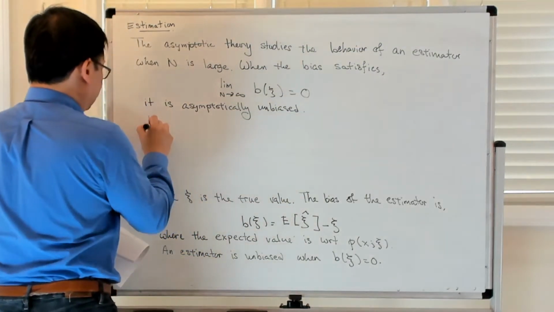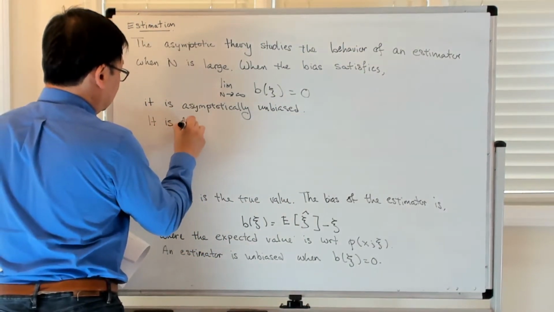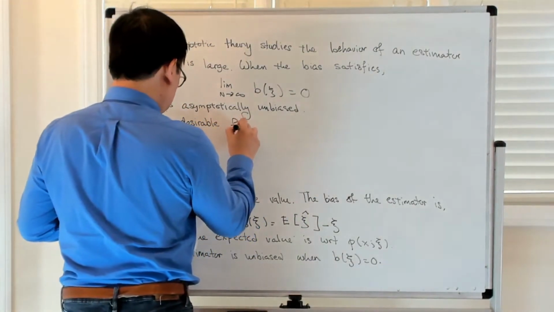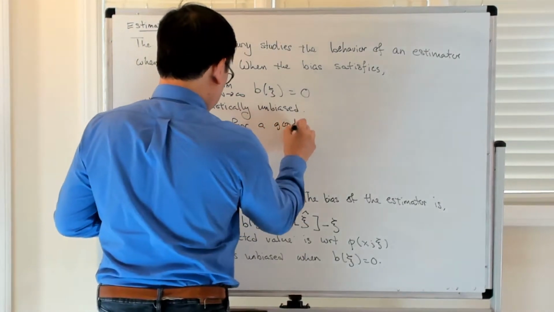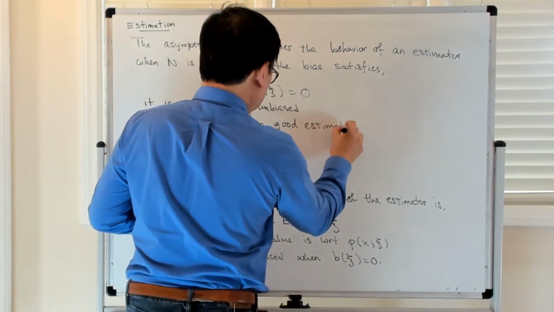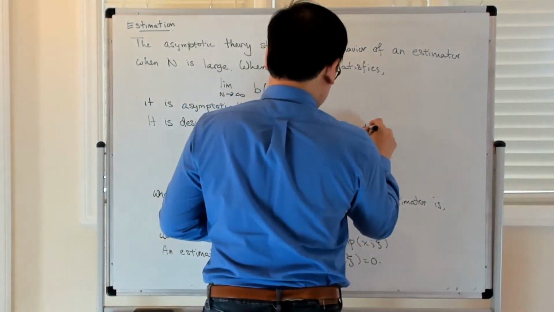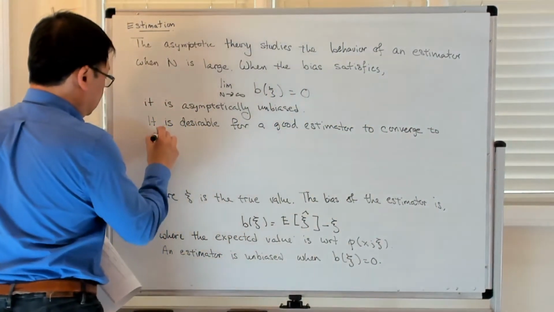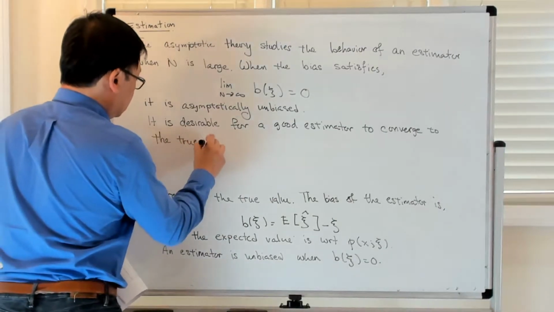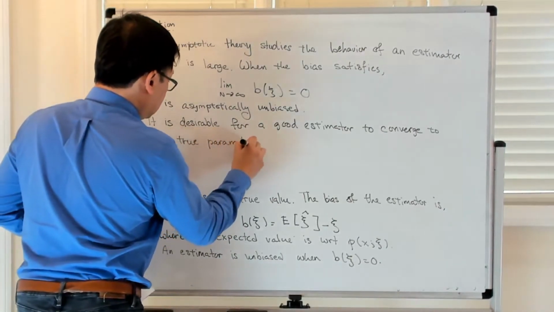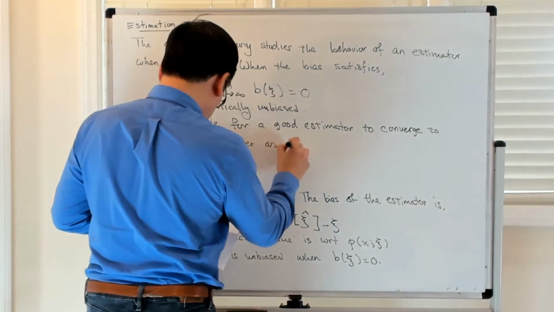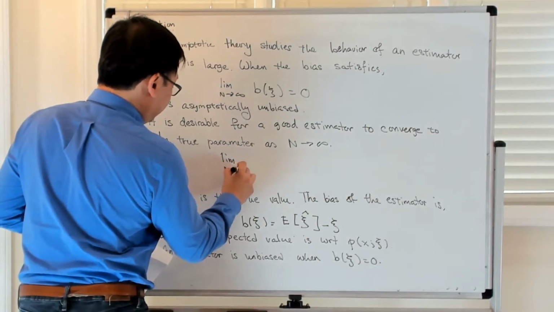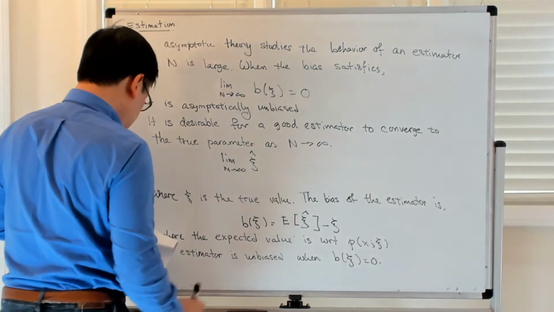So it is desirable, if you will, for a good estimator to converge to the true parameter as n goes to infinity. And so we just say that the limit as n tends to infinity of theta hat is equal to theta.